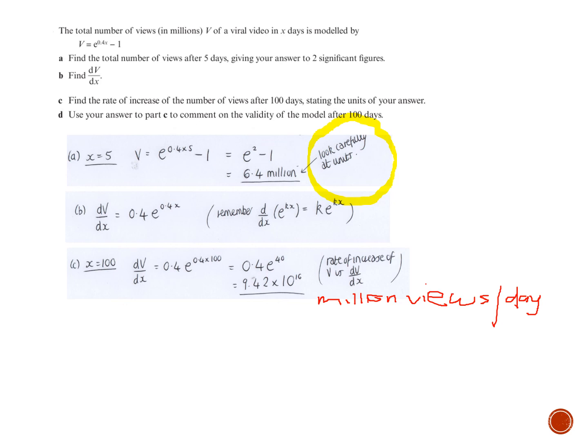Now use your part C to comment on the validity of the model. That is a huge number. If we think, would that realistically happen? Could we then have 9.42 times 10 to the 6 extra million views per day? Well, no, not really. So your answer to that bit is going to be that the value of the rate of increase is too big, so the model is not valid after 100 days. You do find with exponential models that they do have a limit of the amount of time they're valid for, because they just get bigger so very quickly. So quite often in questions you will end up saying that it's only valid for a certain range of values.